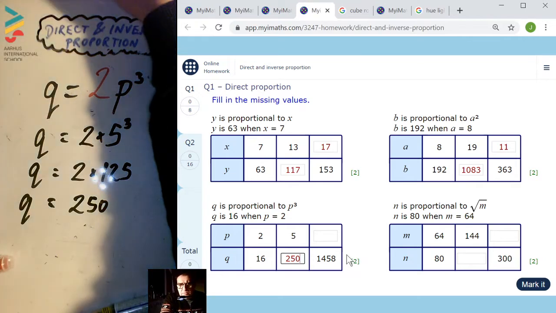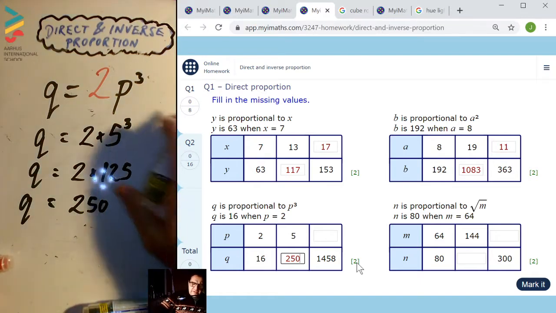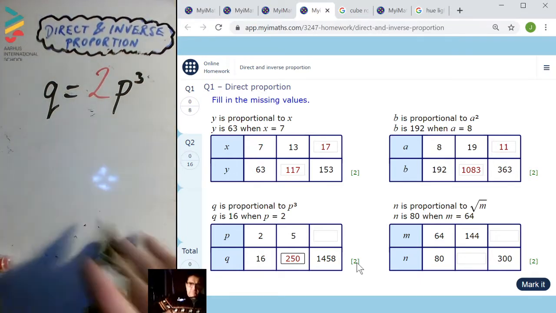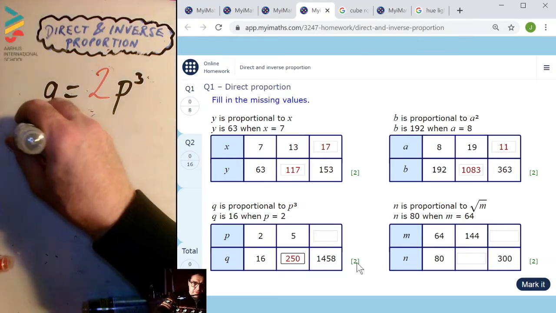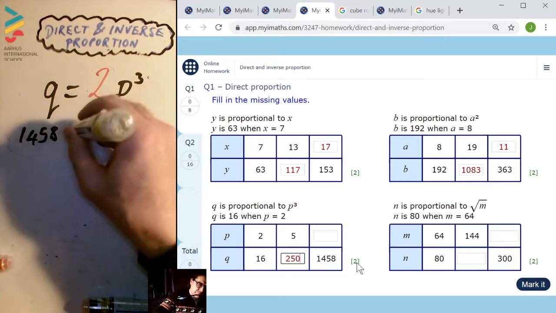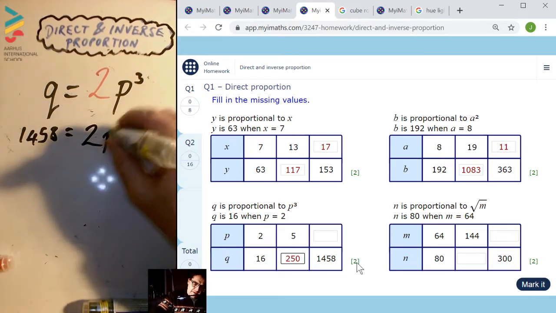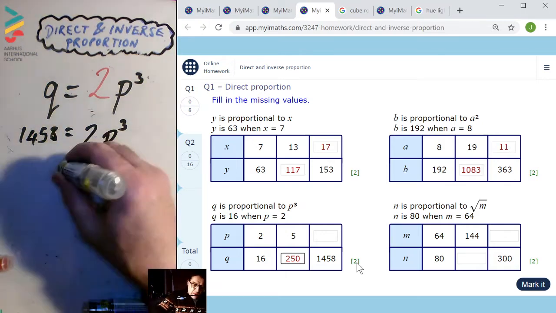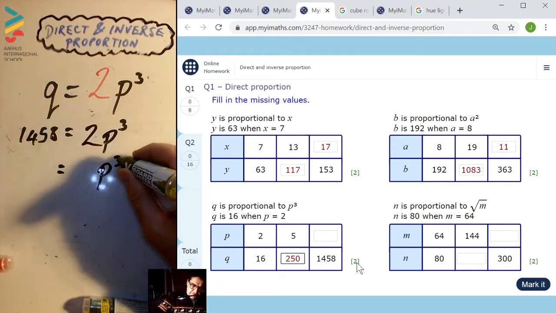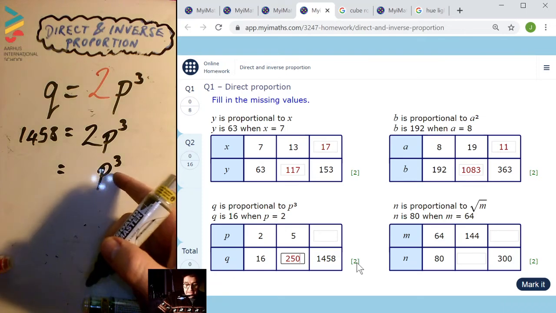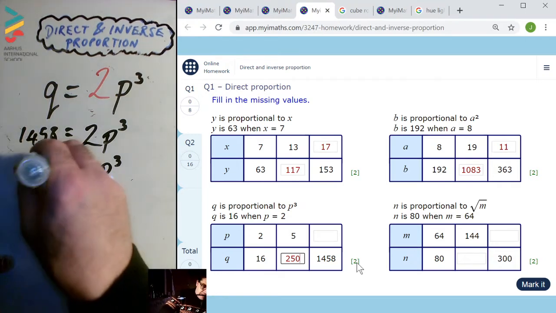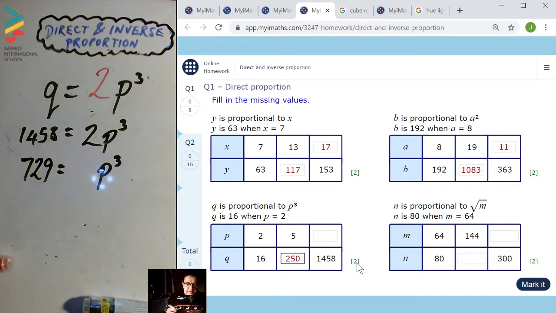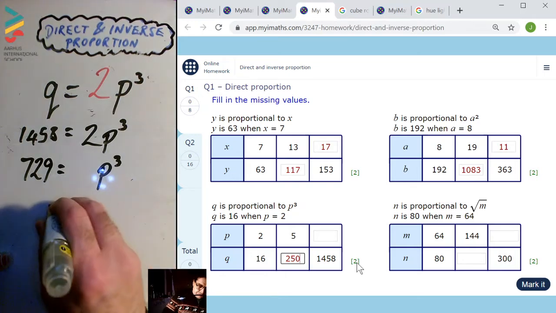And the next one, we need to figure out what P is if Q is 1458. Yuck. Hopefully this has been designed to be a nice round answer, but let's go through it. 1458 is equal to 2P cubed. I'd like to get the P cubed bit on its own because I'm trying to figure out what P is. So I'm going to divide everything by 2. I've got to do the same the other side, and that gives me 729. 729 is P cubed.